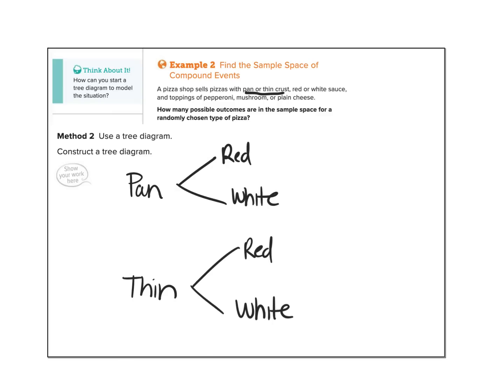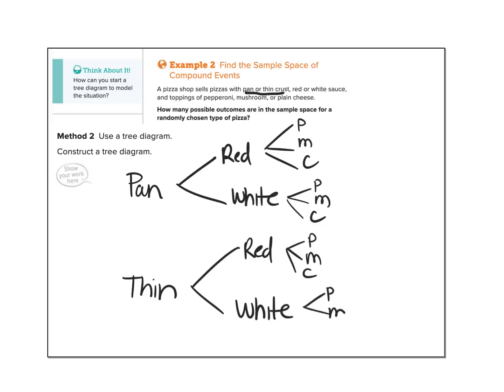And then finally, my next choice has 3 choices for the toppings. So I draw 3 branches: pepperoni, mushroom, cheese. Same thing off of each of the others. So I just drew a tree diagram. Now if I want to follow it, I go like this. Pan, red, pepperoni. Pan, red, mushroom. Pan, red, cheese. Pan, white, pepperoni. So you guys can see me following the tree to see all the different options. Total there are 12. 1, 2, 3, 4, 5, 6, 7, 8, 9, 10, 11, 12.